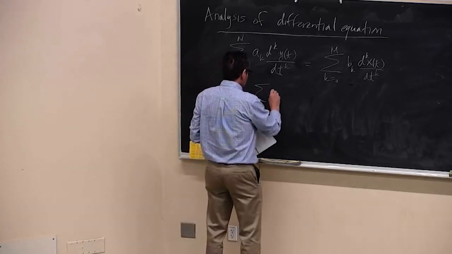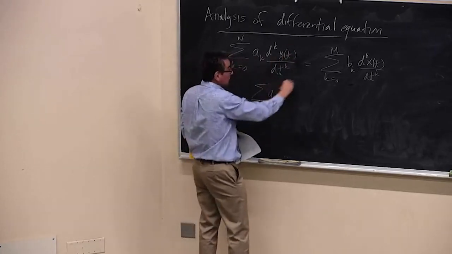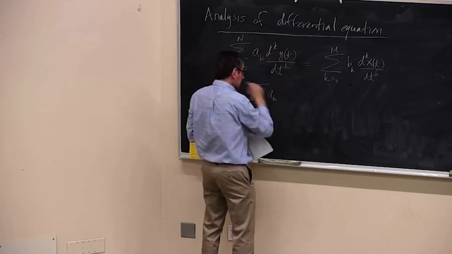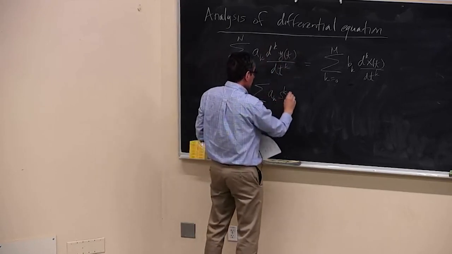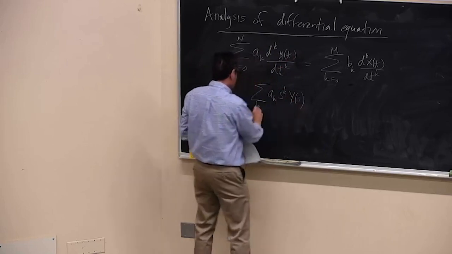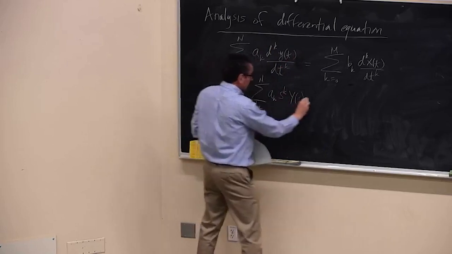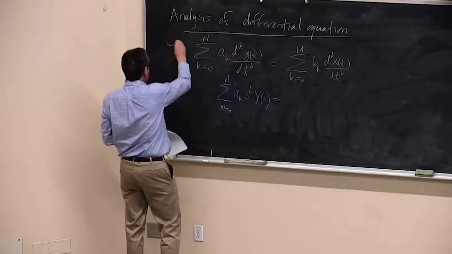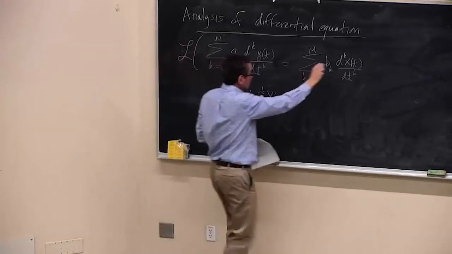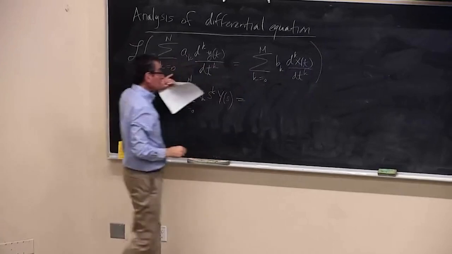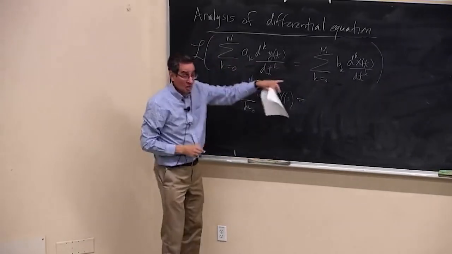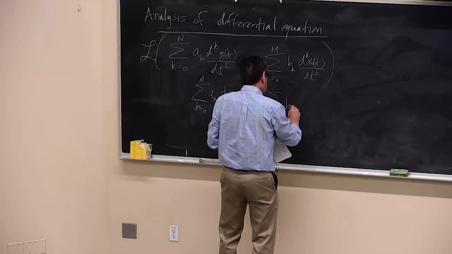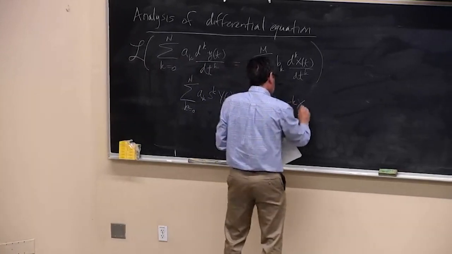So we're going to get the sum of a_k, well, this kth derivative, when we hop into the transform domain, is going to give us s to the k Y(s). And when we apply the transform, so I'm basically applying the Laplace transform to this whole equation, really applying it to both sides, on the right side we're going to get the sum of b_k s to the k X(s).